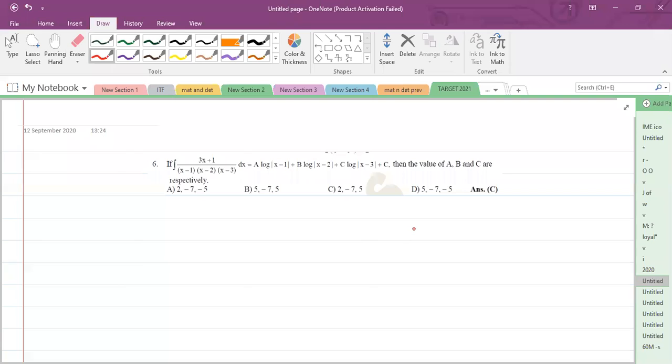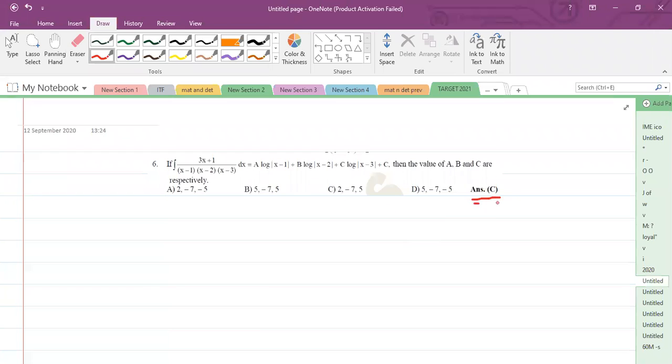We have a shortcut for integration by partial fraction also. Here the answer is mentioned, it is C, but how to calculate that? So let me consider. See here, whenever these denominators are direct linear functions. Linear function means x minus 1, x minus 2, x minus 3 like this, or x minus 4, x plus 1, x plus 2.